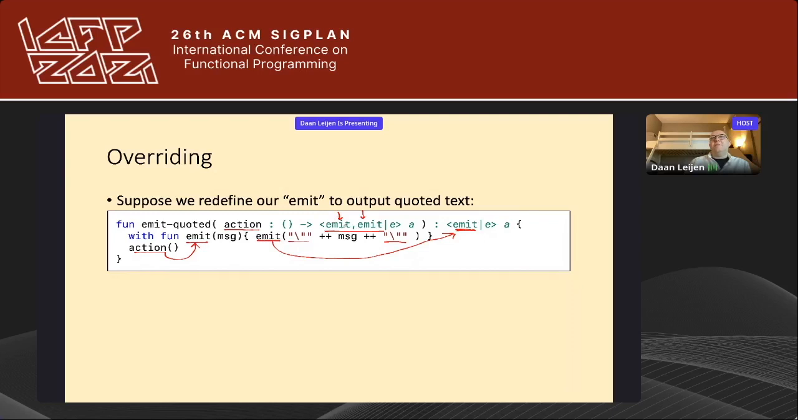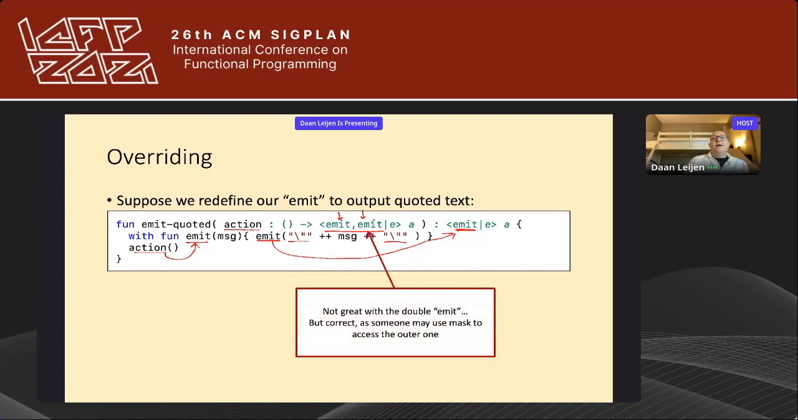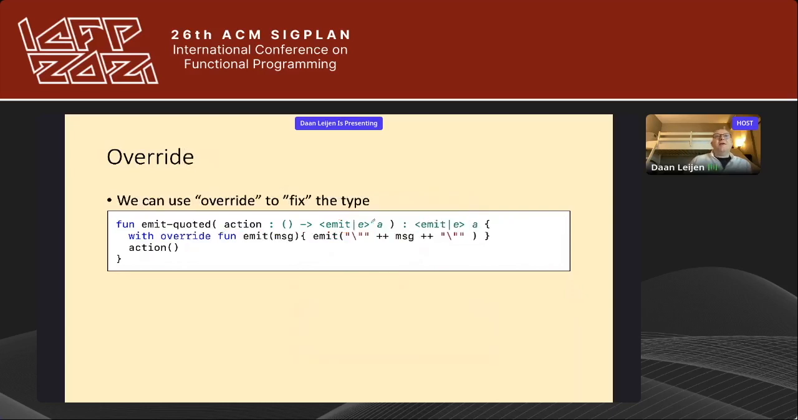And why does the type show it? Well, we don't know, right? Maybe inside action, I use mask to skip the inner one and get to the outer one, like I showed earlier. So it doesn't really abstract that I'm overriding it. It's more like adding one extra. So there's actually a way in Koka: you can just write the override keyword, and it will do the right thing. It will really hide this outer one from action, and action only sees this handler. But how would it work, right?